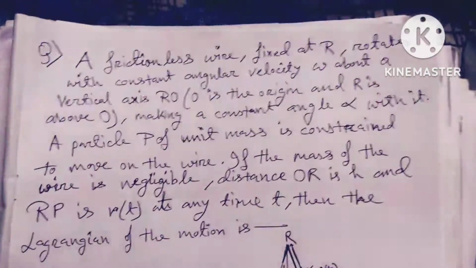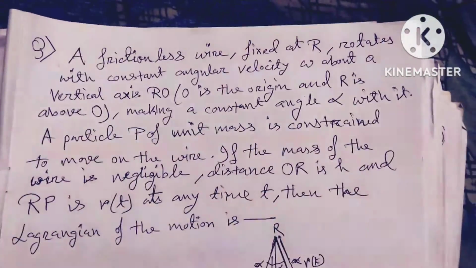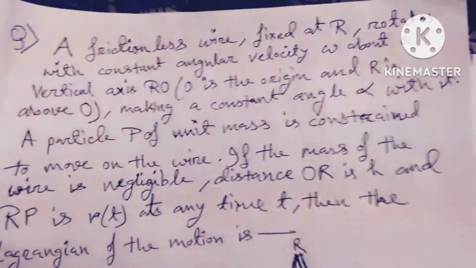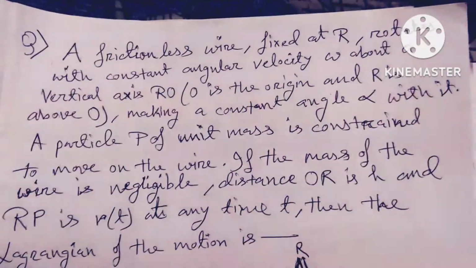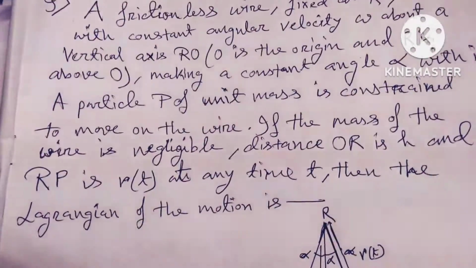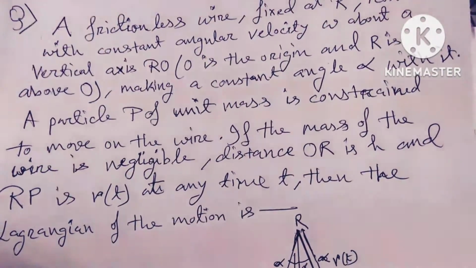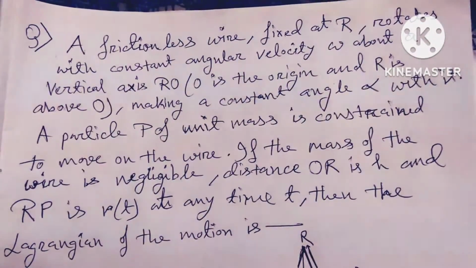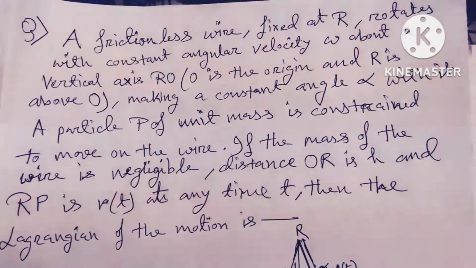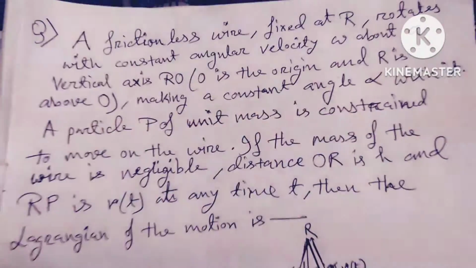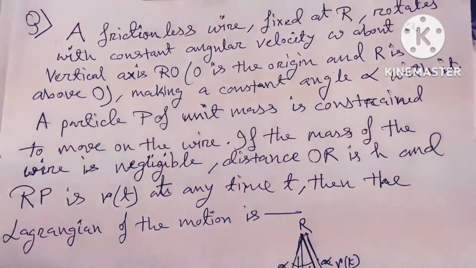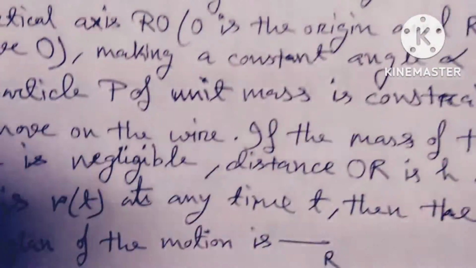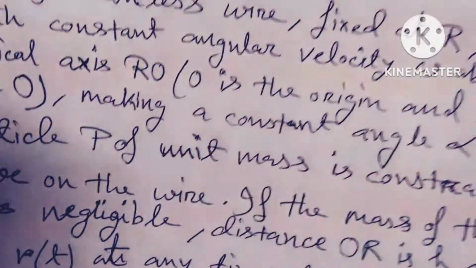A frictionless wire fixed at R rotates with constant angular velocity omega about a vertical axis RO. O is the origin, R is above O, and the wire makes a constant angle alpha with it. A particle P of unit mass is constrained to move on the wire. If the mass of the wire is negligible, the distance OR is h and RP is r(t) at any time, then I have to find the Lagrangian of the motion.